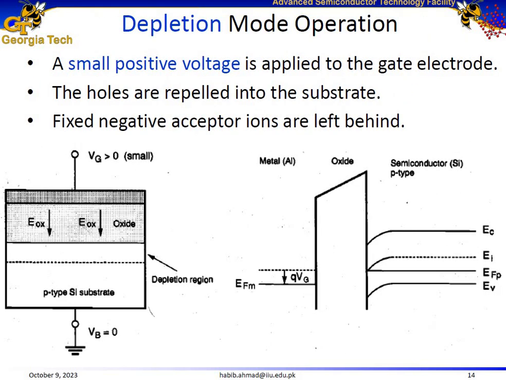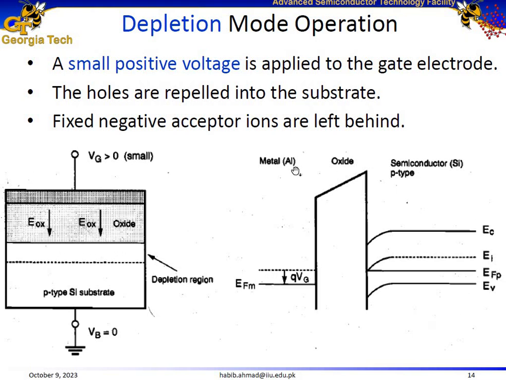The second mode of operation of a metal oxide semiconductor structure is the depletion mode of operation, in which we apply a small positive potential to the gate. When we apply a small positive potential, it will repel holes from the surface towards the bulk. When it repels holes, it leaves behind fixed negative charges in a p-type region. So this region over here would be depleted of holes, leaving behind fixed negative charges.